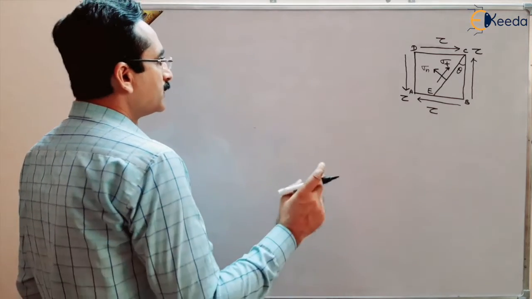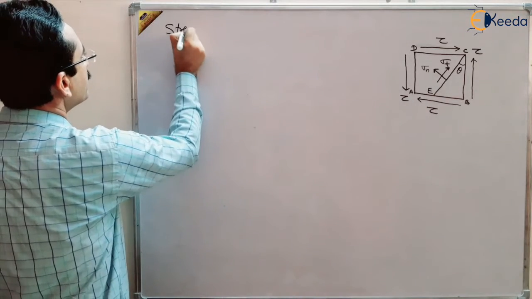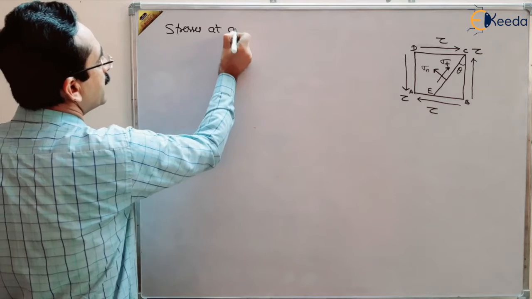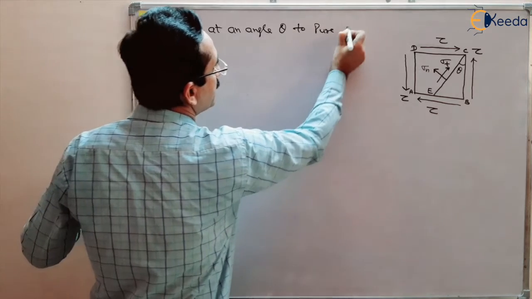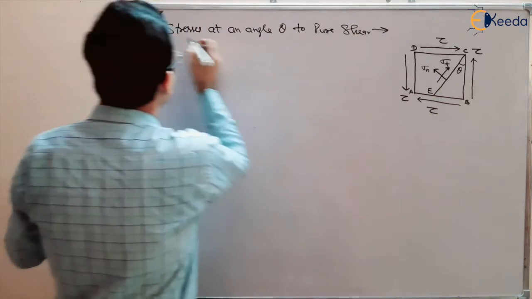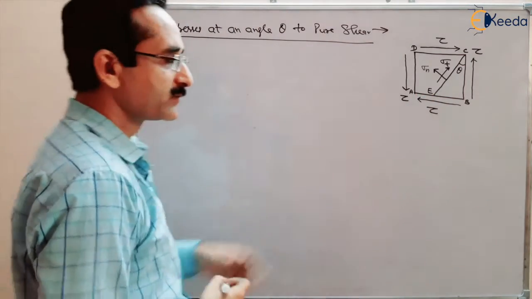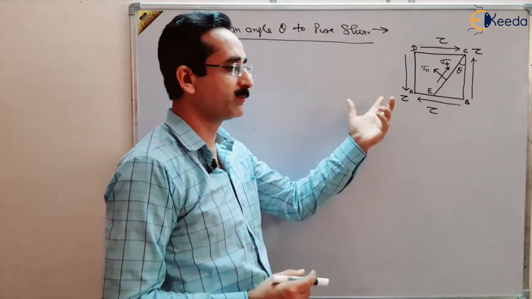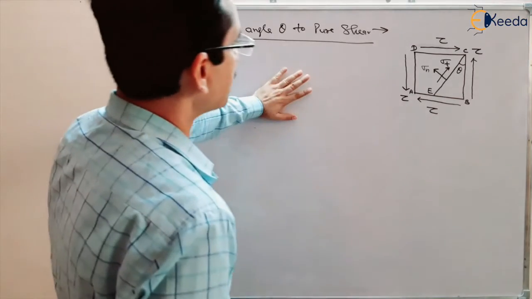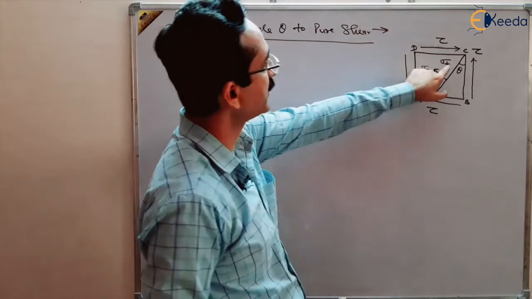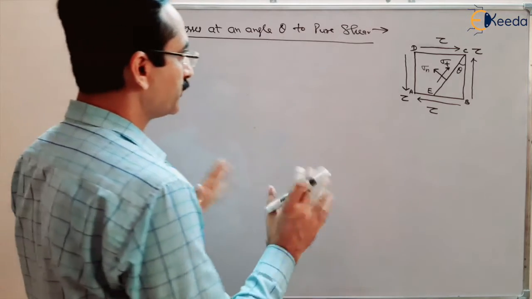So these are the stresses at an angle theta to pure shear, when the stress applied is pure shear. We want to find out the stresses at a certain angle theta, and using this we will later find out the relation between modulus of elasticity and modulus of rigidity. But first we want to find out what sigma n and sigma t are, and it will be useful for us, right? For the time being we want to find out this thing.